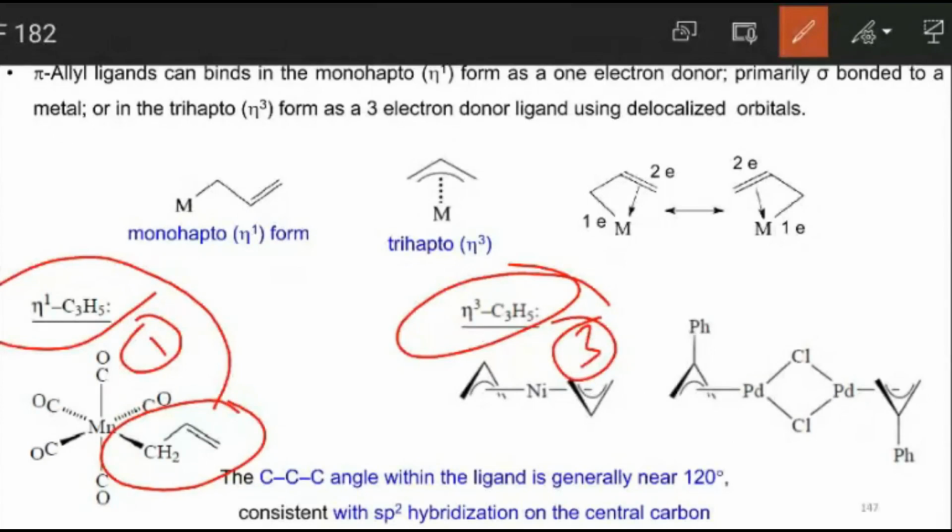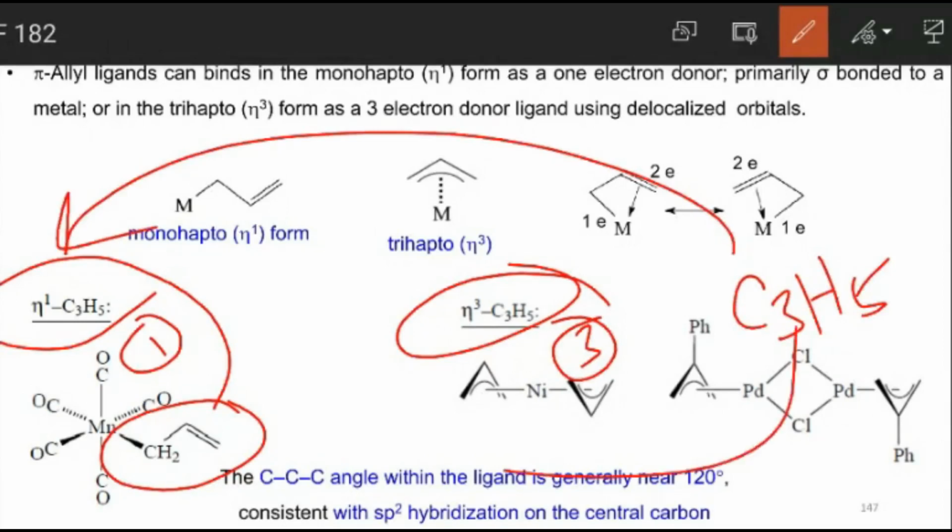The formula is C3H5. It can act as a hapticity 1 ligand, and it can act as a hapticity 3 ligand. It is a 1 electron donor, and it is a 3 electron donor. Therefore, depending upon the requirement of the metal, the allyl ligand can act either as a 1 electron donor ligand or a 3 electron donor ligand.